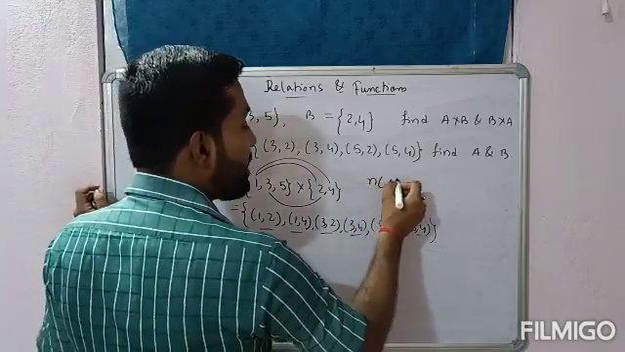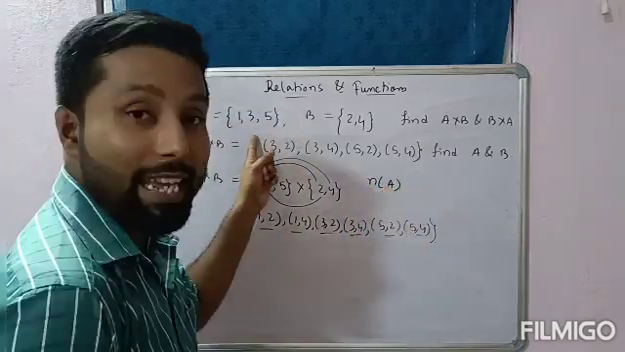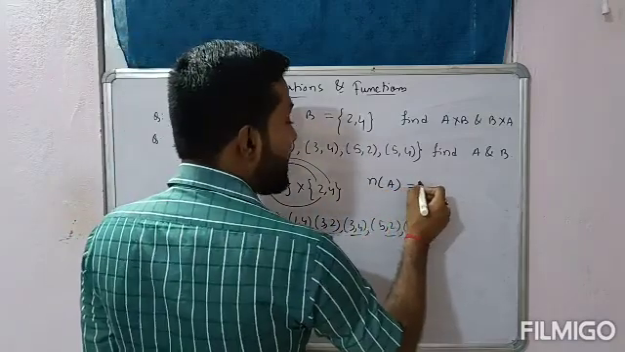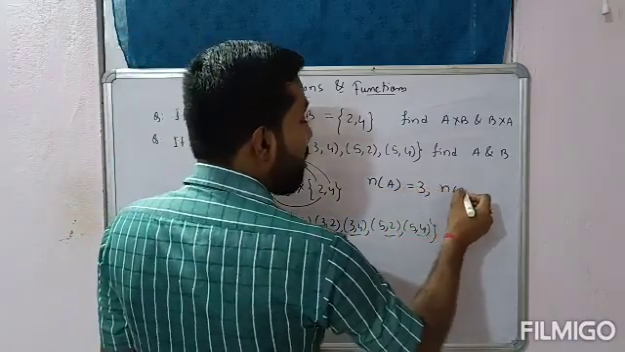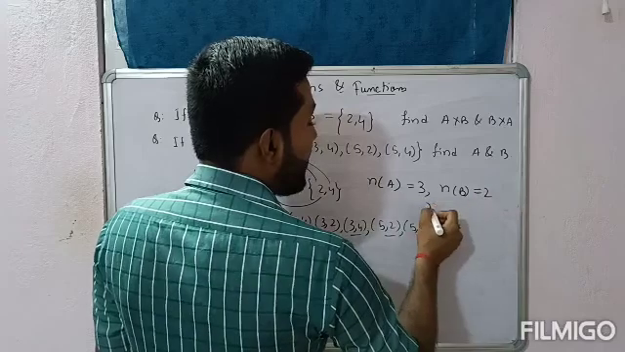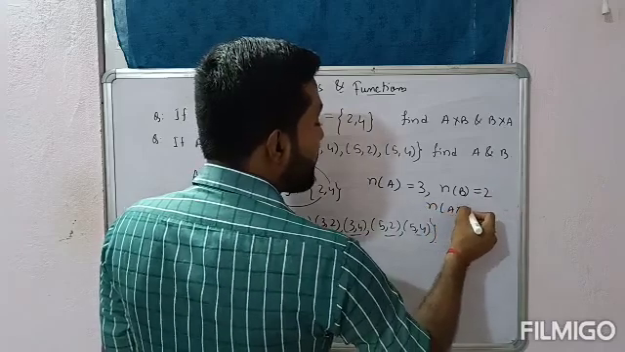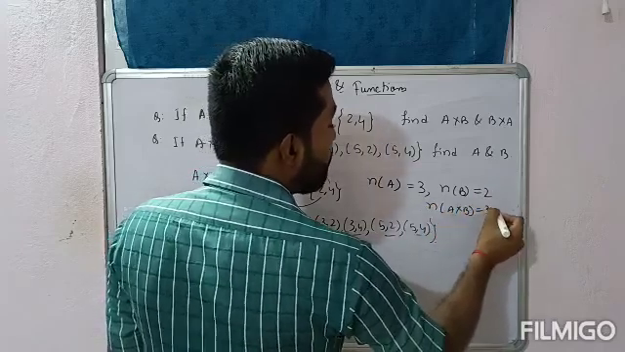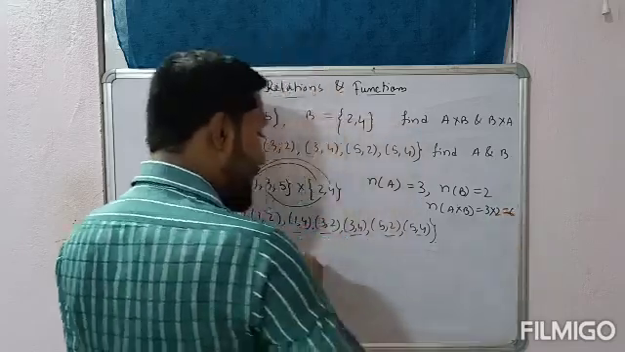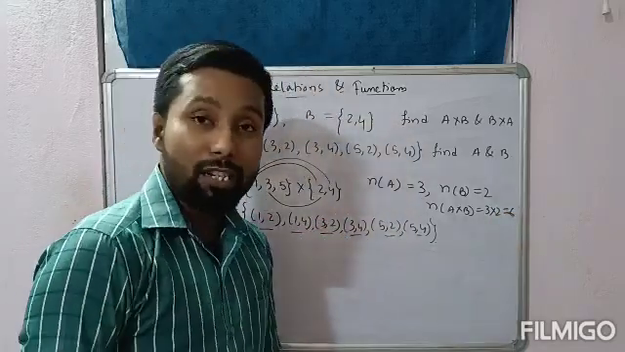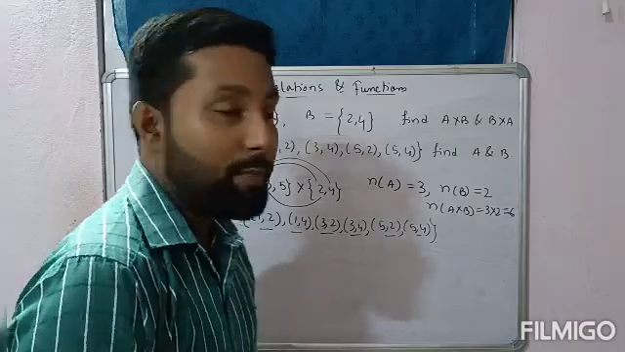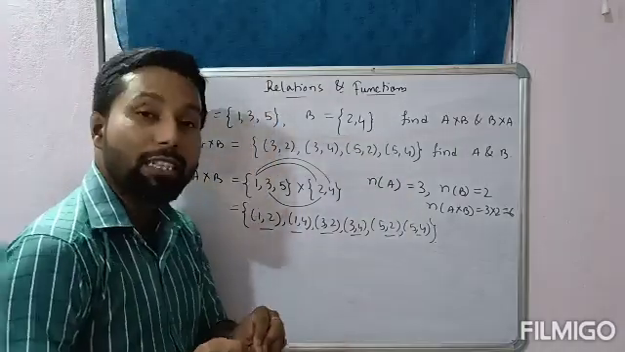So n of A is equal to how many elements are there in set A? 3 elements. So n of A is equal to 3. n of B is equal to 2. Therefore n of A cross B, how many elements should there be? 3 into 2, that is equal to 6. 6 elements means there must be 6 ordered pairs, because the definition of Cartesian product is what?